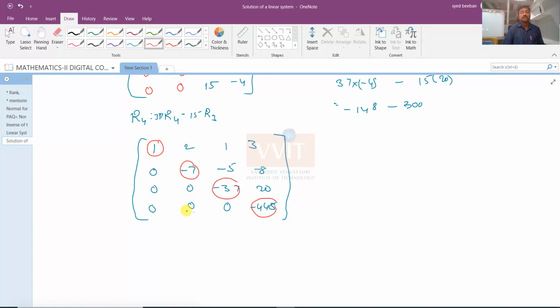Now if I compare, up to this it is a coefficient matrix. Up to this it is a coefficient matrix. Rank of A equals 3. Together, the total rank of C, because this is the augmented matrix, is 4. Since both are not equal, I can write this as inconsistent.